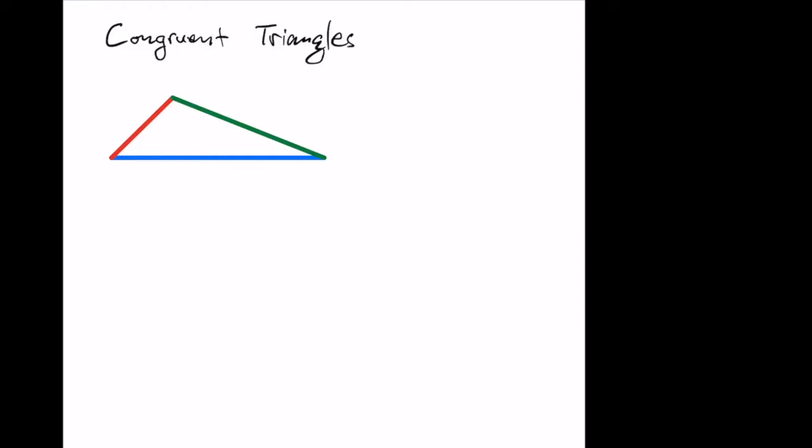In this recording, we're going to be talking about congruent triangles. If we start off with a triangle, this is a scalene triangle because none of the sides are the same length. The side AC is the longest, the next longest would be BC, and the shortest would be AB.